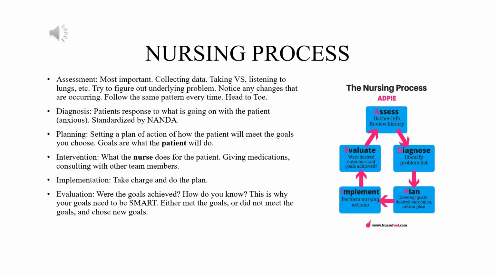So when we do assessments on our patient, this is the most important thing that we as nurses can do because we need to gather data on what's going on. Data such as your head to toe assessment. So you're going to be taking vital signs, you're going to be listening to the heart and lungs, and you're going to try to figure out the underlying problem. You're going to want to look at the charting from the nurse before you to see if there's any changes that are occurring. And if you do your nursing process assessment, diagnosis, planning, intervention, implementation, and evaluation the same way every time, you are never going to forget a system.